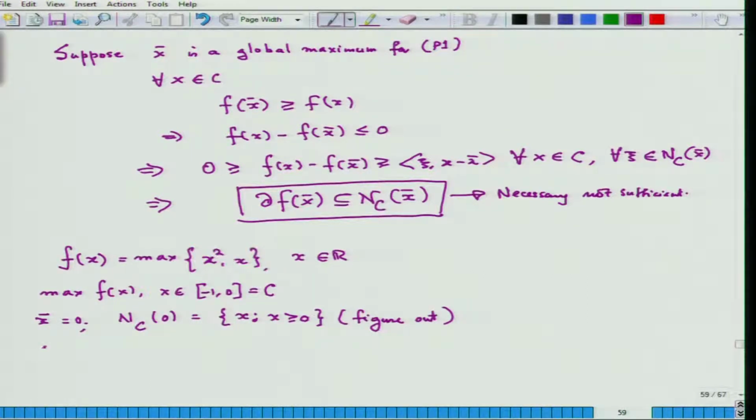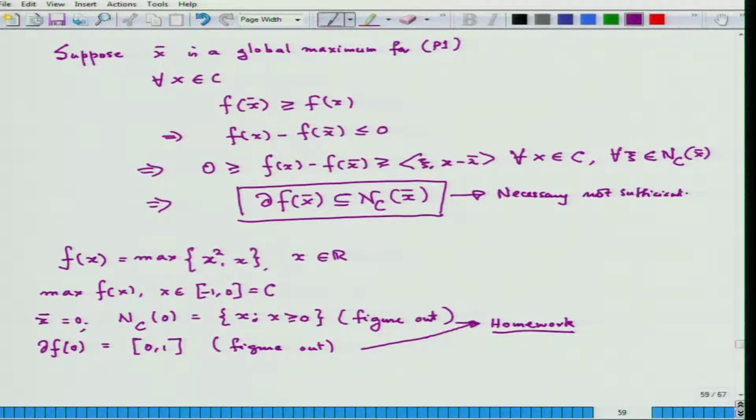Now, if you calculate the subdifferential at 0, on one side it is x square, other side it is x. So, it is 0 1. This also I leave it to you to figure out. I do not do this, and I put both of these together as a homework. And if you look at this, then it is clear that del f of 0 is contained in N C 0.